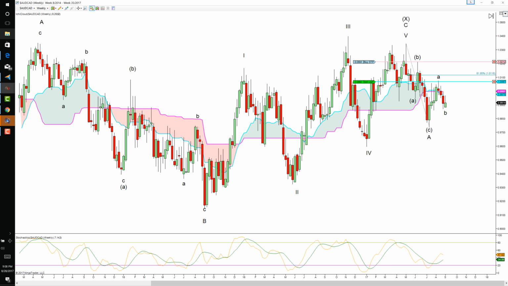But then as I looked at this entire move, I saw different labels. And that's one thing I want to go over. What I'm trying to get out of this particular post today is to never become married to one particular count. Now I'm expecting a setup at some point to the downside in this market.